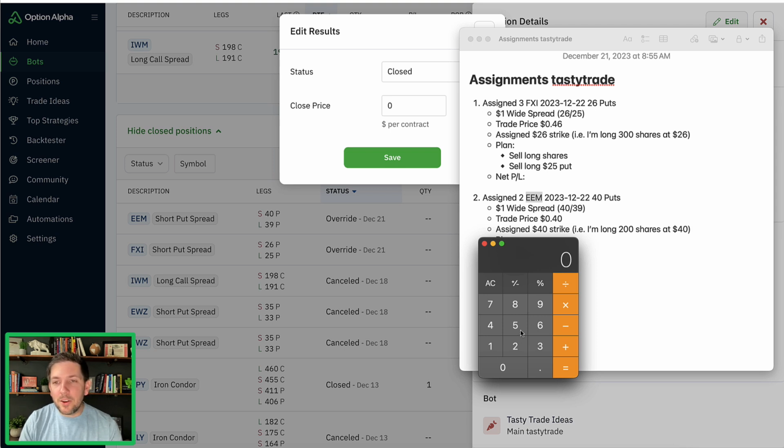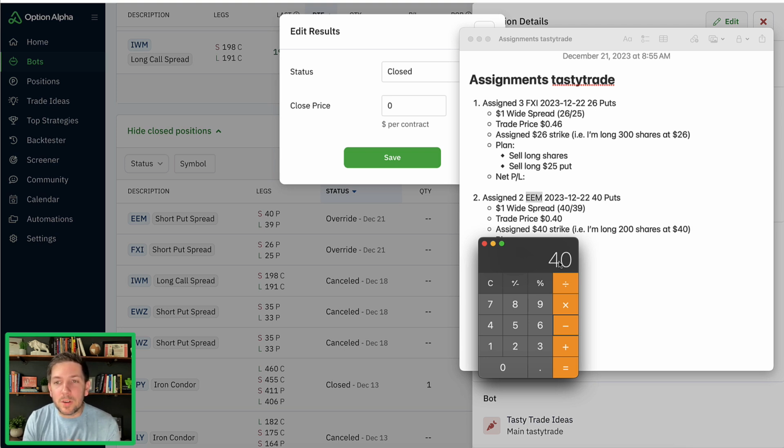The first thing that you're going to do for closing price is subtract. You're going to start by subtracting the strike that you were assigned. In this case, it was the 40 strike that we were assigned in EEM. So we're going to subtract the 40 strike. The reason we're subtracting is because it cost us money to buy the shares that we were assigned. Now we'll total in all the credits and stuff like that as we go, but the first thing you do to start is factor in the assignment.